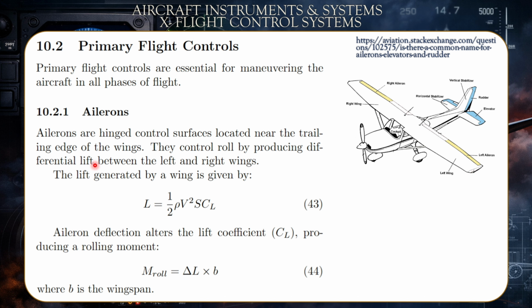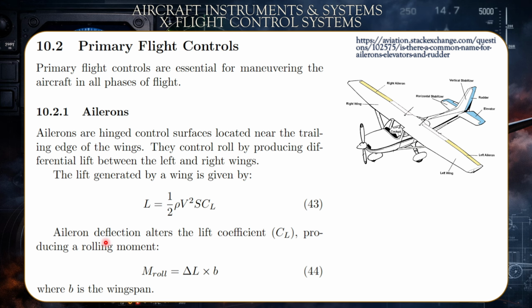and vice versa. Now, the lift generated by a wing is given by L, the lift force, equal to 1/2 rho V squared S CL. S is the surface area of the wing, CL is the lift coefficient, V is the velocity of the airflow, and rho is the air density.